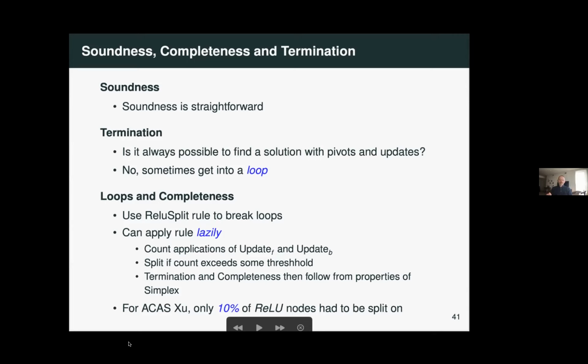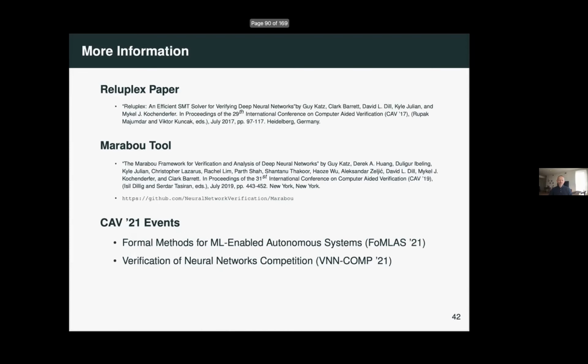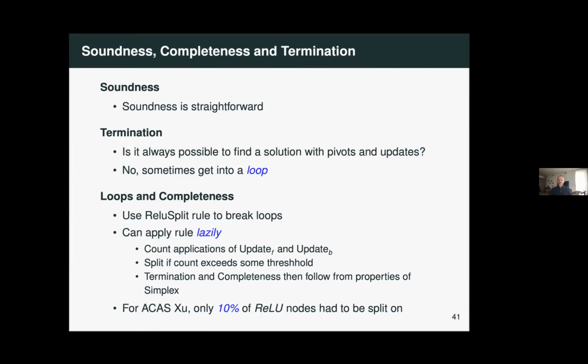And in fact, when we implemented this and tried it on these ACAS Xu networks, we only had to split about 10% of the time. So then we went from 2 to the 300 down to 2 to the 30, and 2 to the 30 splits is quite manageable by an SMT solver. And so then we were able to solve these problems. Okay, so that's a little introduction to how we got into the business of verifying neural networks.